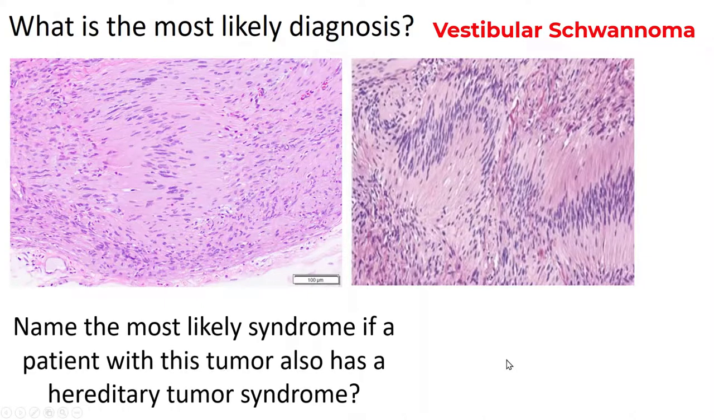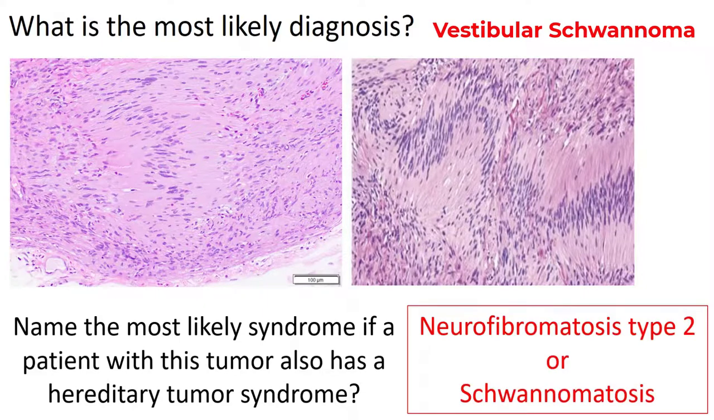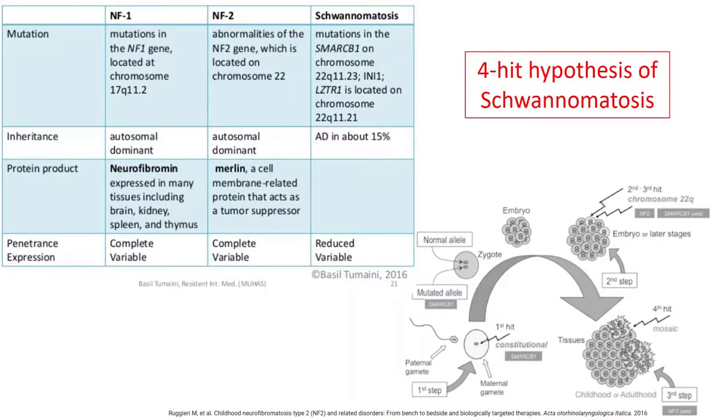But if you have a situation where a patient has a hereditary tumor syndrome, a familial tumor syndrome, and they also have schwannoma, what is the most likely? So we talked about neurofibromatosis type 2, and now we're going to talk about schwannomatosis. So schwannomatosis is considered to be type 3 neurofibromatosis, and it is thought to arise via a four-hit hypothesis that results in the formation of these multiple schwannomas.